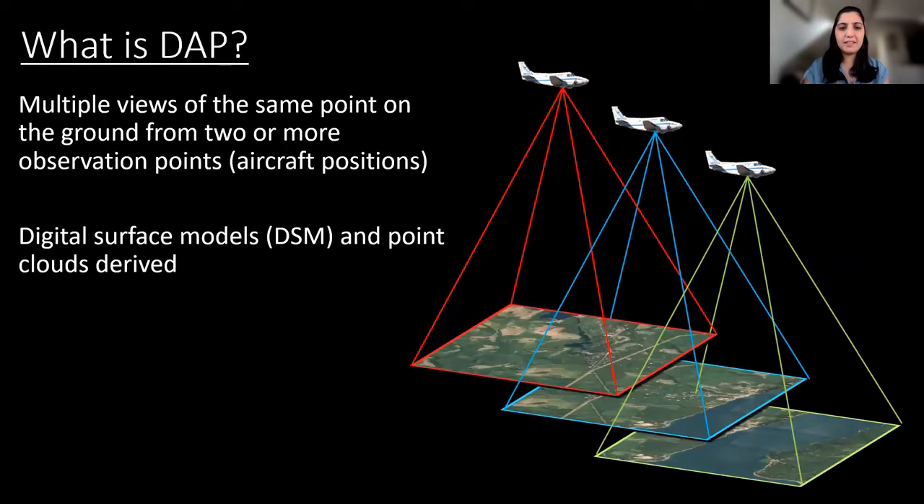So what exactly is DAP? The way that the data itself is produced is you've got this aircraft flying in these straight lines, taking overlapping images. There's a single push broom sensor. And the way that it works is that if you know where the aircraft is, you can basically triangulate and produce XYZ measurements for the objects in the photos.